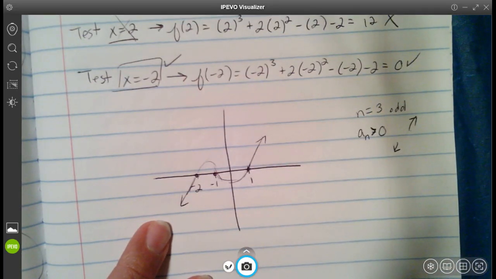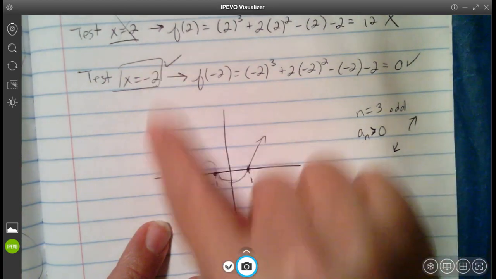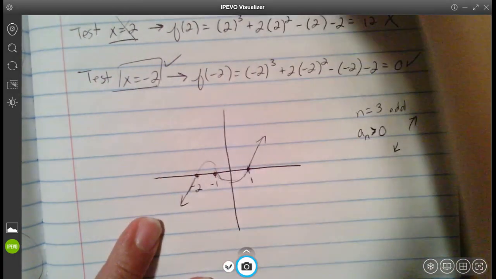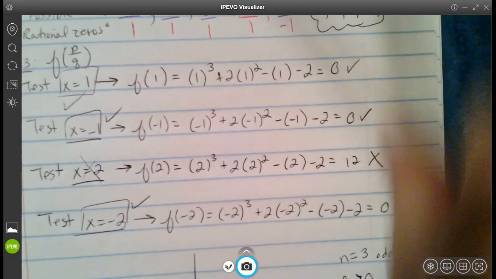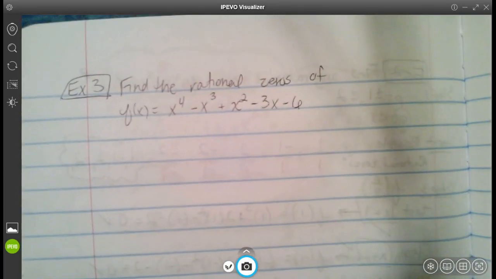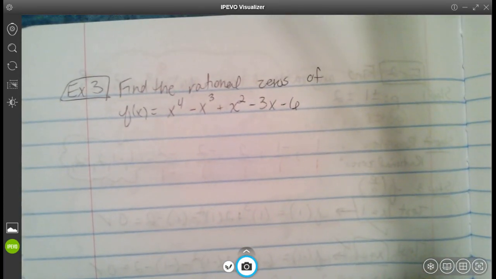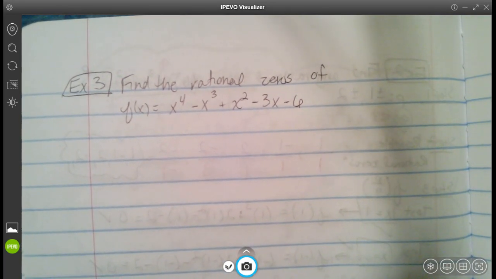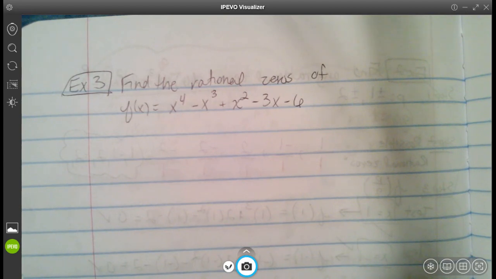And that is it for this problem. So we found our zeros, we even sketched a nice little graph of it, okay? So let's go ahead and try another one now using the synthetic method. So here we go. You're going to see there's a lot of examples in this one. Let's find the rational zeros of this function. F of x is equal to x to the fourth minus x cubed plus x squared minus 3x minus 6.